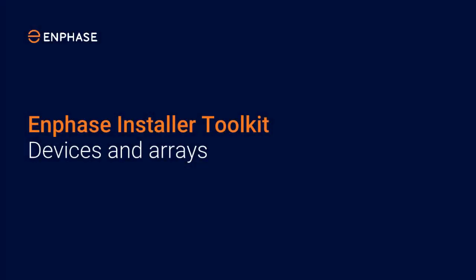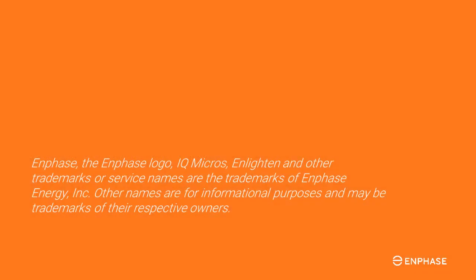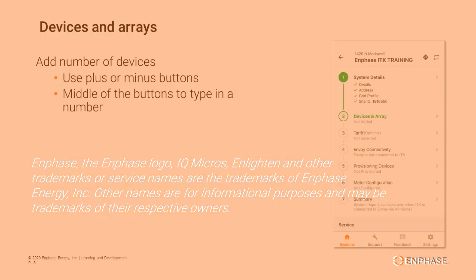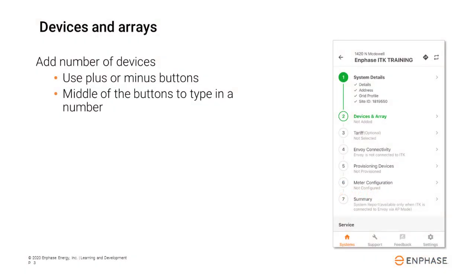In this lesson, you will learn how to add devices to the activation, create arrays, and assign device serial numbers to the array. Step 2 of the commissioning process is entering in the expected number of devices, scanning serial numbers of those devices, and then building the virtual array.